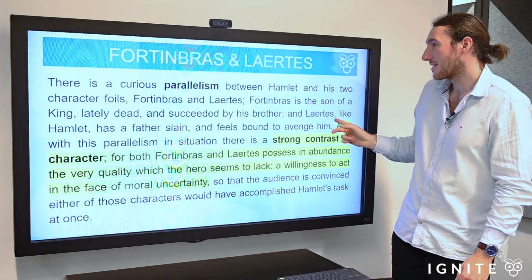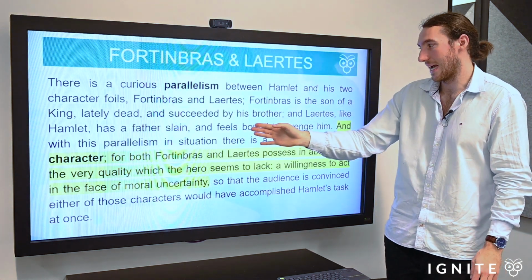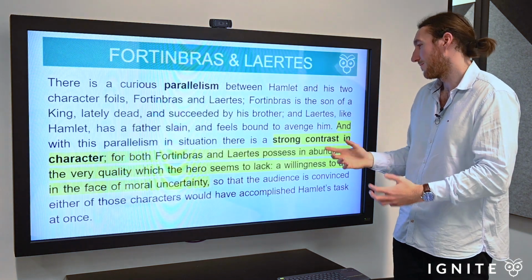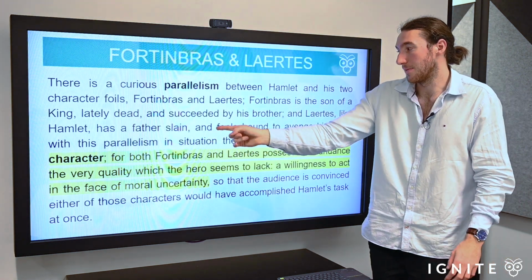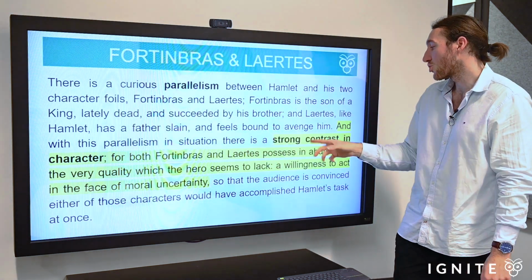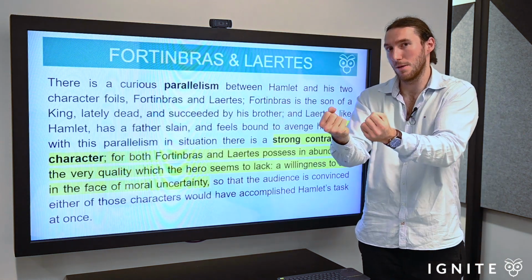And Laertes, like Hamlet, has a father slain and feels bound to avenge him. So they both feel that duty of revenge. And with this parallelism in situation, you see they're similar in their circumstance, there is a strong contrast in character. We're going to better understand that by looking at them together.